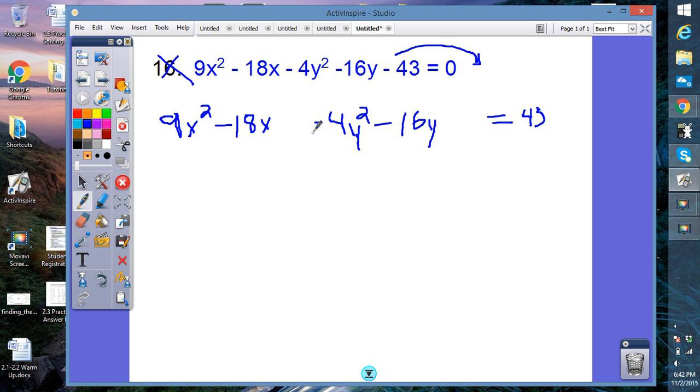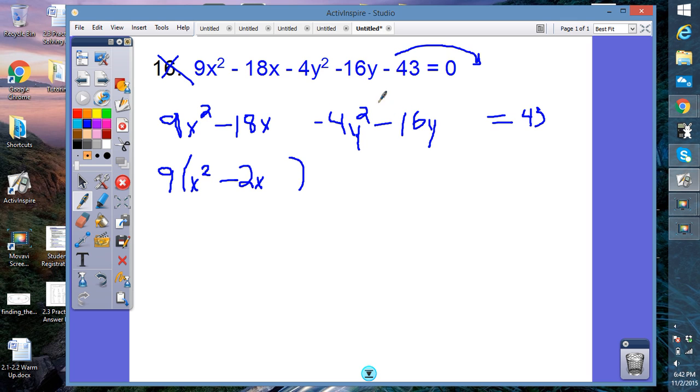Okay, now we're going to complete the square. Remember, we don't want this number in front of our squared term when we're completing the square, so we're going to factor it out. So here we're going to factor out a 9. So we get x squared minus 2x.